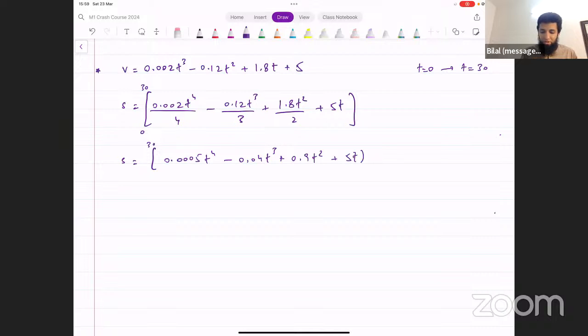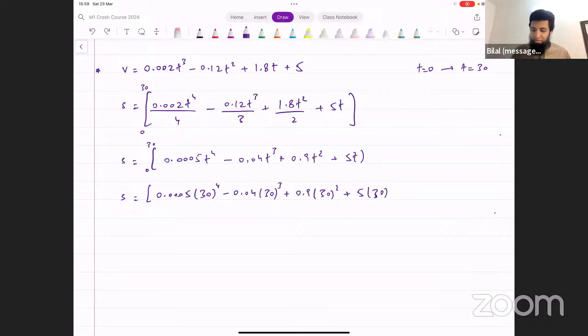Input t equals 30 in this one, and then put t equals 0, and subtract the two cases. So you have 0.0005 into 30 raised to power 4 minus 0.04 into 30 cube plus 0.9 into 30 squared plus 5 into 30. Subtract from this the case when you input t equals 0. Since you have t in every single term, when you input t equals 0, everything becomes 0. So you just write 0 there. Now just evaluate this and see what that gives you.